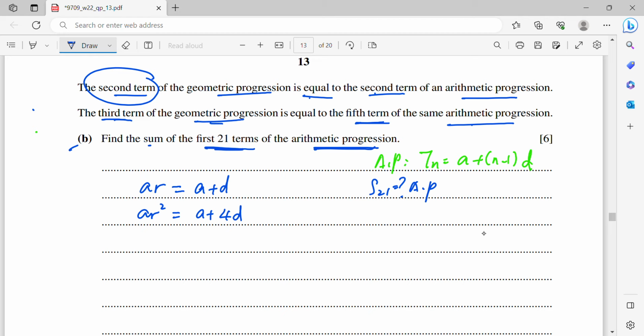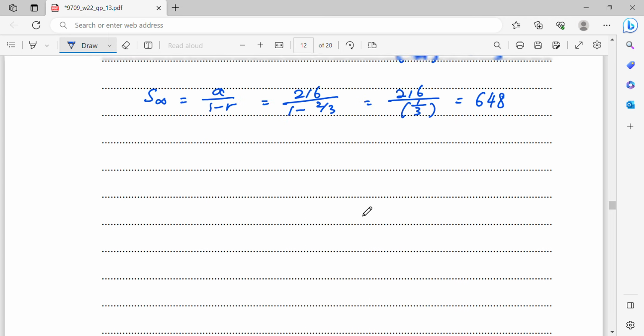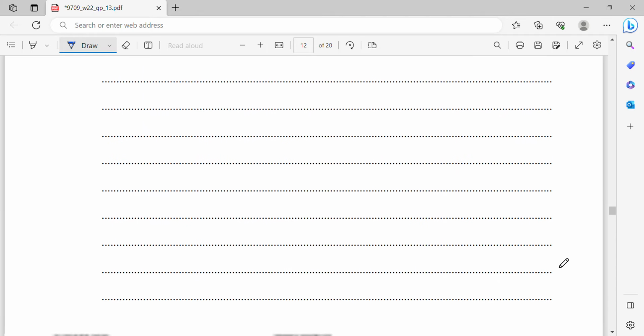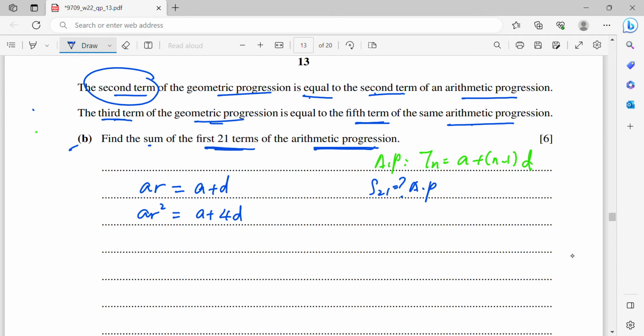Alright, so from here, what we need to do is replace the left hand side first, because just now we have found the A and R. So the A is 216, the R is 2 over 3. Replace first to reduce the unknowns. So from here, I will get 216 times 2 over 3 equals A plus D. Alright, so 216 times 2 over 3 is going to be 144. So 144 is A plus D. Let this be the first equation.